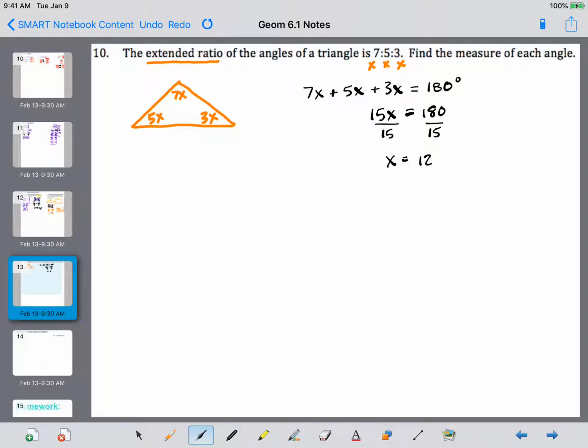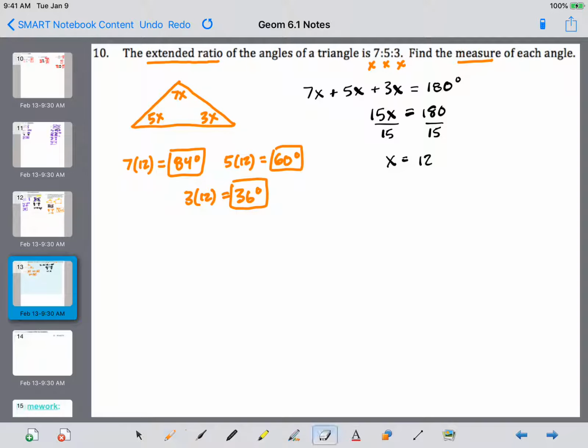Now don't just box your answer and call it a day because we want to find the measure of each angle. Well, we now know our x value is 12, so 7x will be 7 times 12, or 84 degrees. So there's our largest angle. And then we have 5 times 12 will give us our next angle of 60 degrees. And then lastly, 3 times 12 gives us our last angle of 36 degrees.